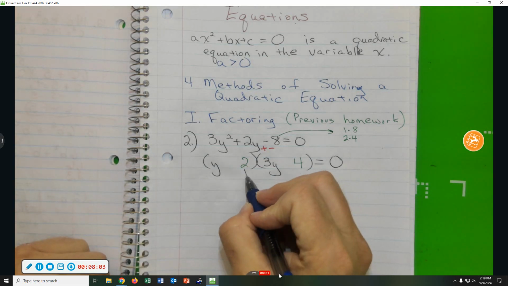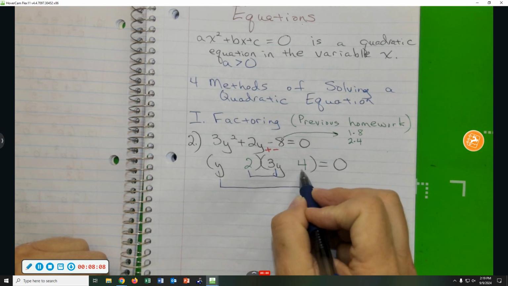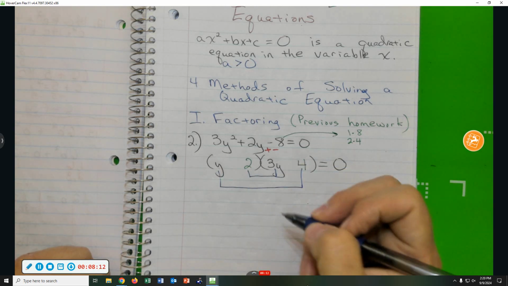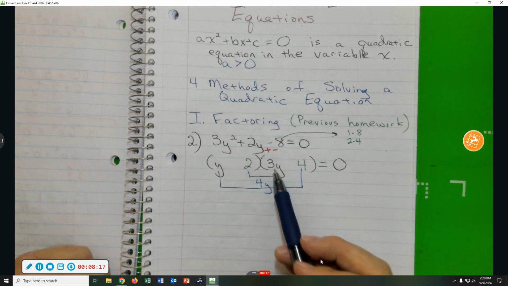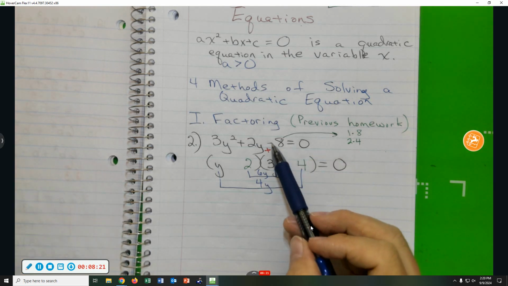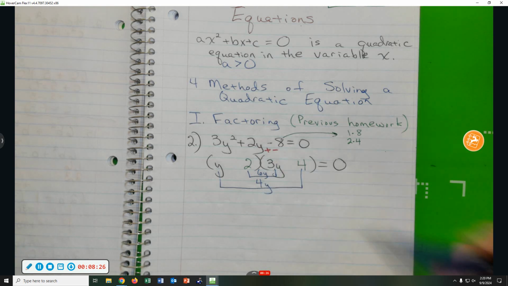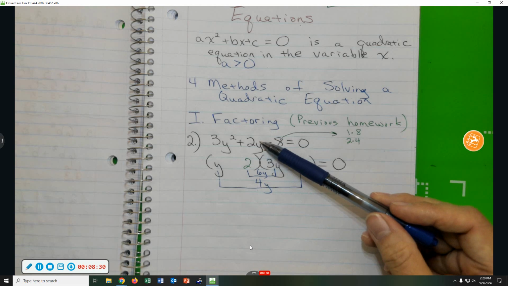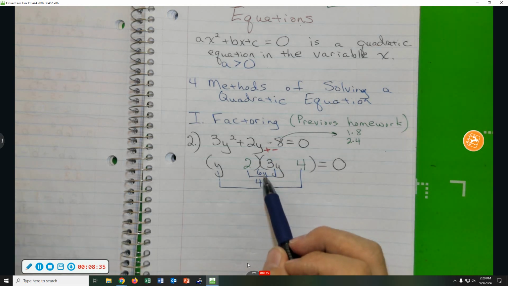Let's look at this. We look at the outer product and the inner product. The outer product, y times 4, that's 4y. The inner product, 2 times 3y, that's 6y. Remember, if that last sign is a minus, these things have to subtract to give you that middle term there. Can you subtract 6y and 4y so that you get a positive 2y? Yes, with positive 6y.